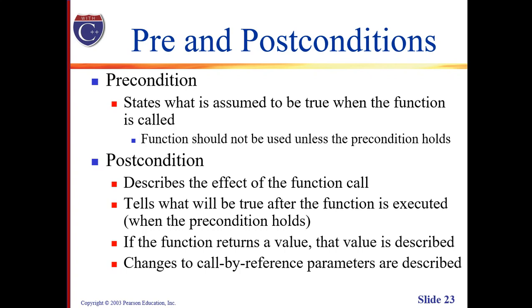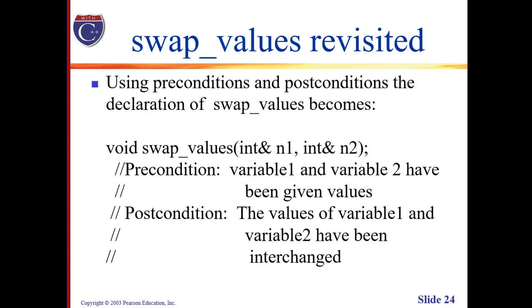Next, we also have the postconditions, which describe the effect of the function call. This tells what will be true after the function is executed. If the function returns a value, that value is also described, and changes to call-by-reference parameters are also described. So how do we put these things together? This is how we do it. We put the preconditions and postconditions of our function in the form of comments.